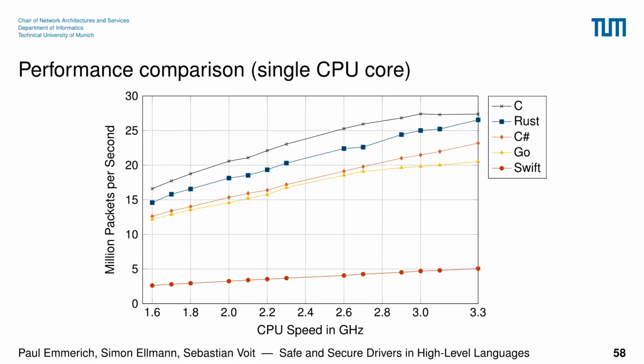You can see the different plots for the different languages. It's linear scaling with the CPU speed. Rust is the fastest. Swift performs incredibly poorly. And the thing is, usually you don't manually change your CPU speed. So we ask ourselves, is there anything else we can modify?